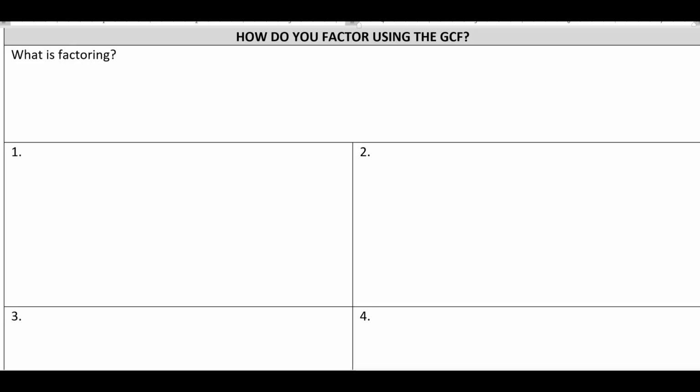So we're now on the back of the notes, and the question we have to answer here is how do you factor using the greatest common factor? So, first of all, what is factoring? Factoring is simply unmultiplying.